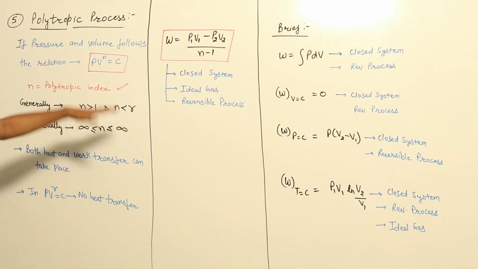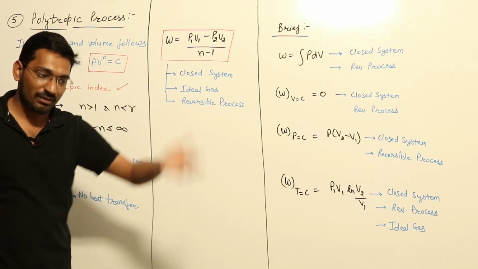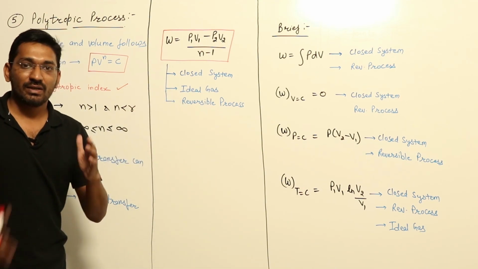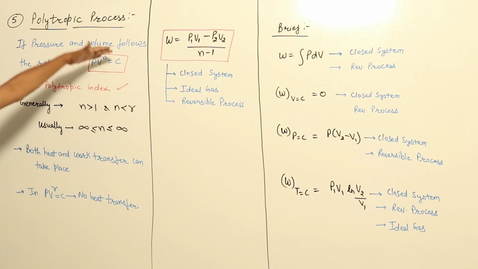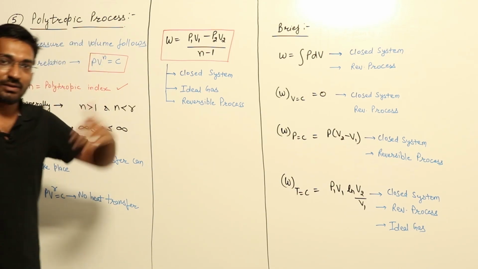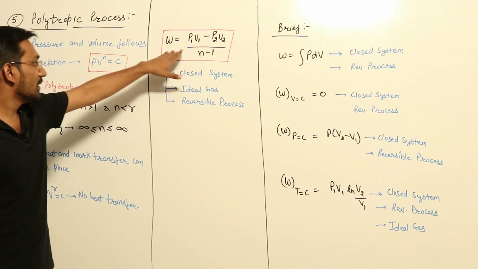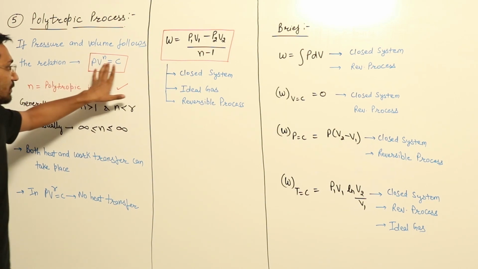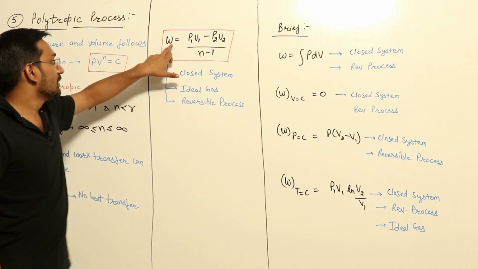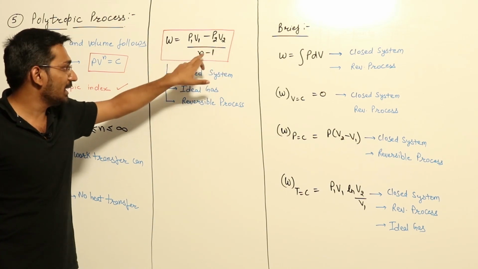So we have to derive the equation for the work transfer done by the system in a process if the process is polytropic. We can derive it the same way as we did for the adiabatic process, so I am just writing the direct result. The only difference is that there is gamma, here it is n. So the formula will be W equal to P1 V1 minus P2 V2 divided by n minus 1.